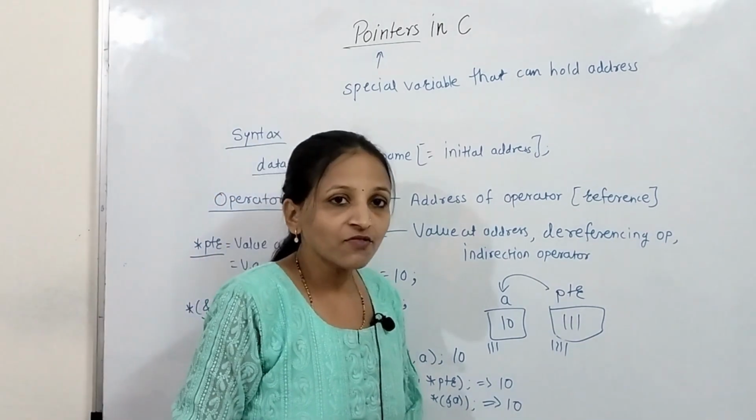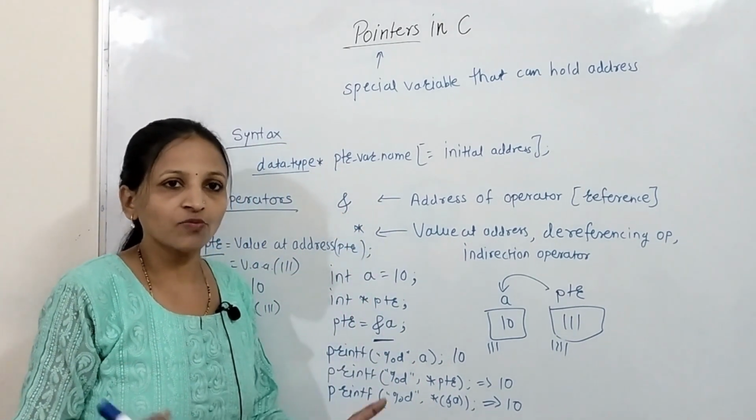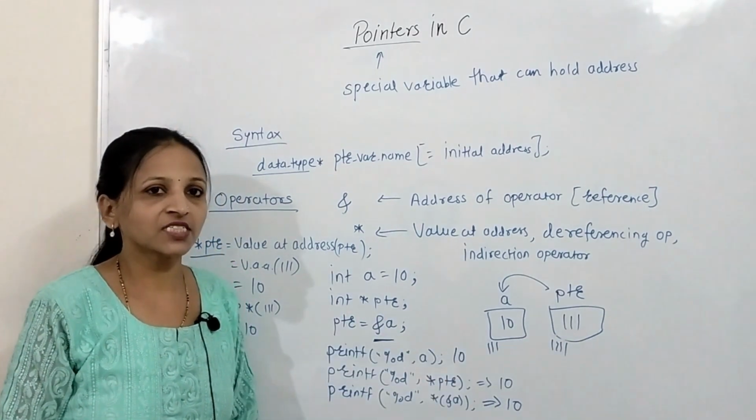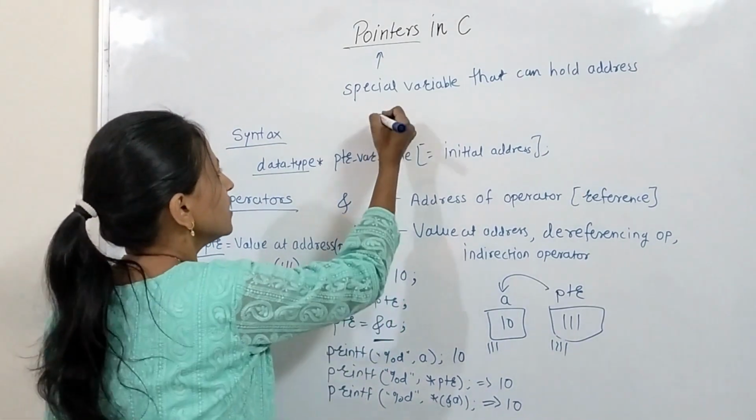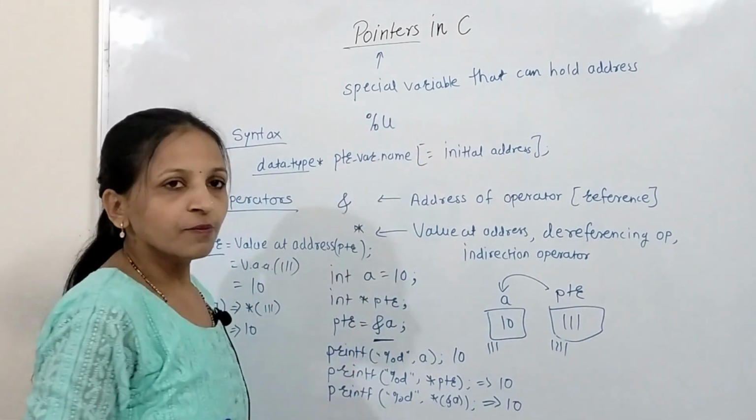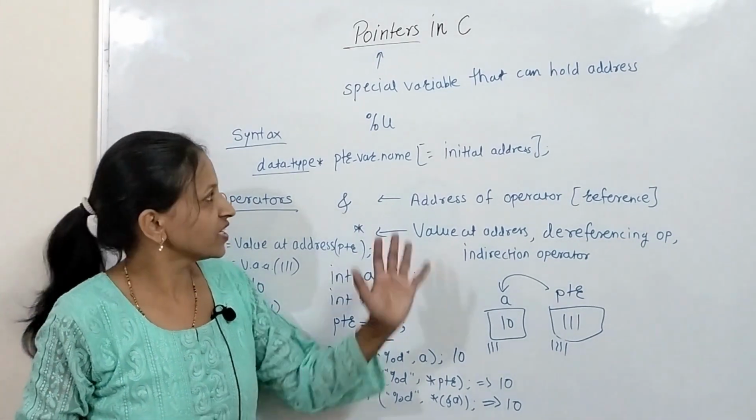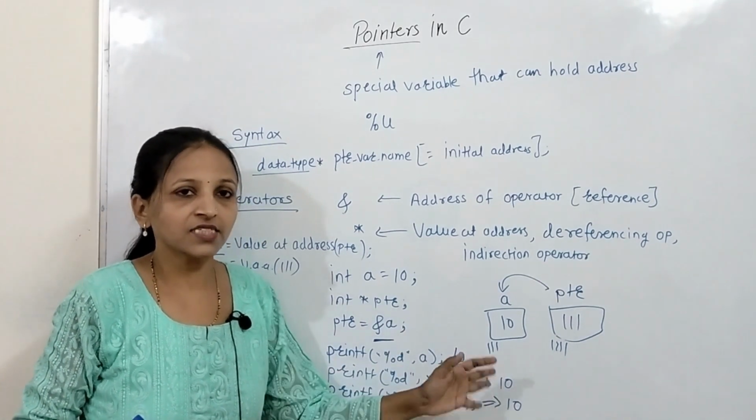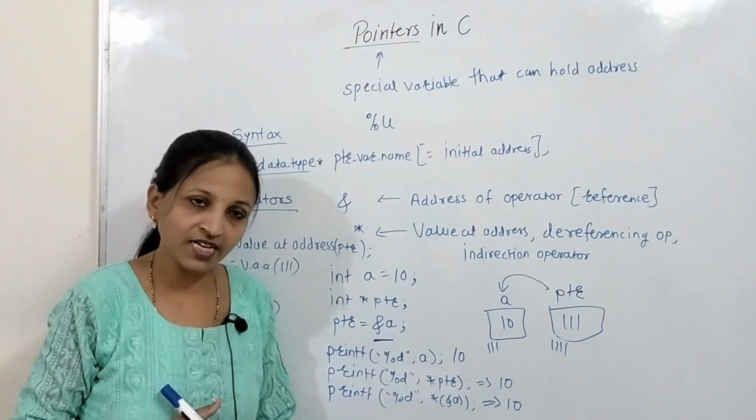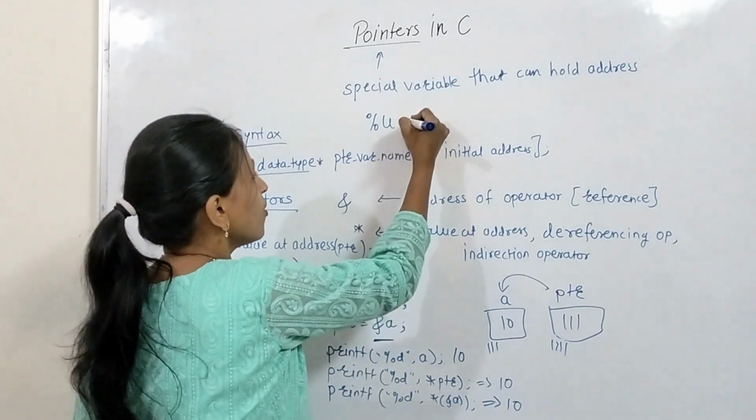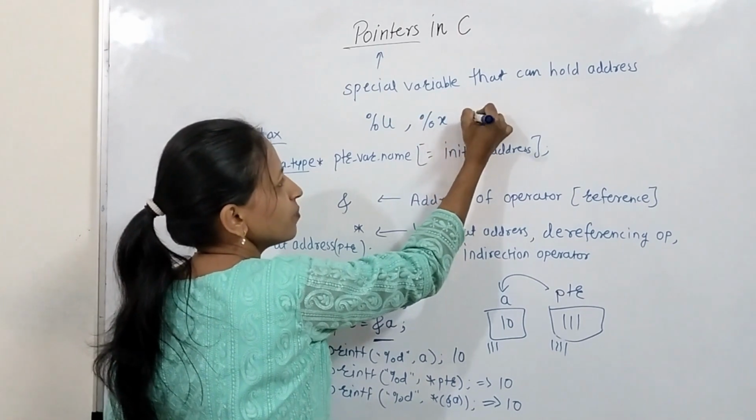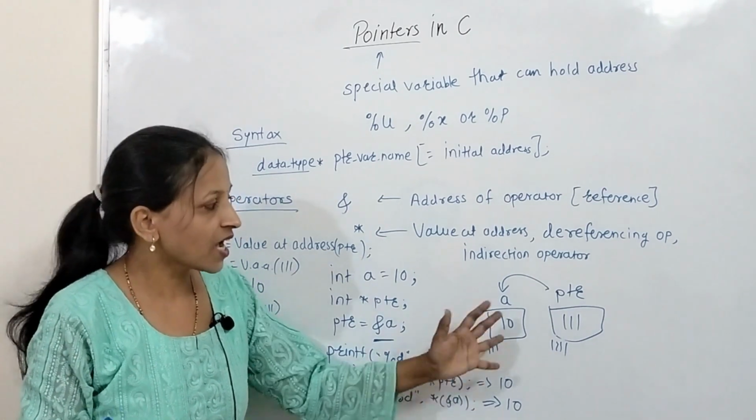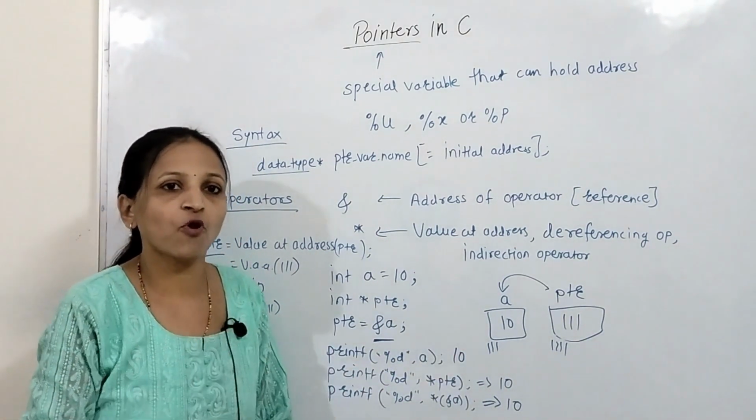Suppose I want to display the address, or pointer contents, whatever the pointer is containing. Then we can display that with the help of the %u format specifier. %u means unsigned integer. Or if the address is in hexadecimal format, then you can display it in hexadecimal format also with the help of %x or %p. You can use these format specifiers while displaying the address or contents of a pointer variable.